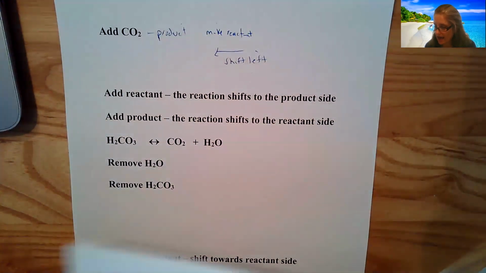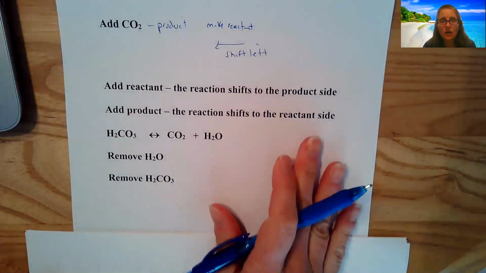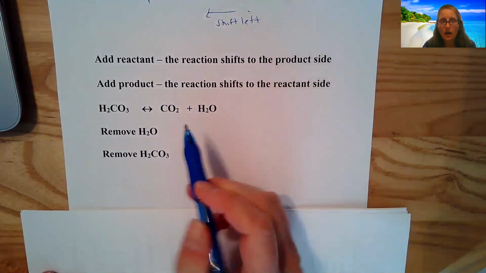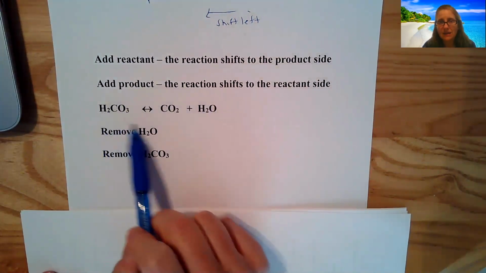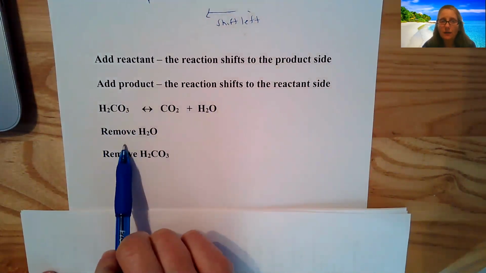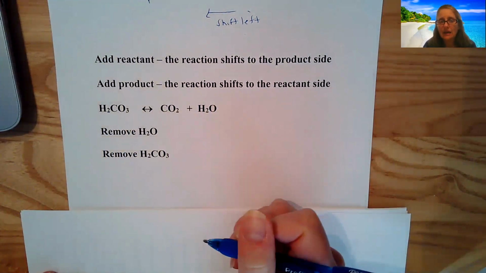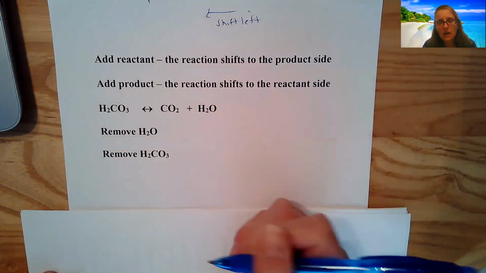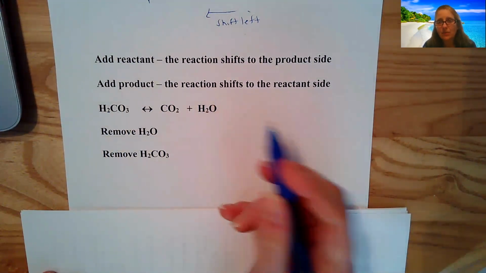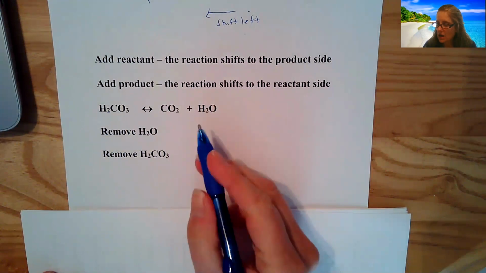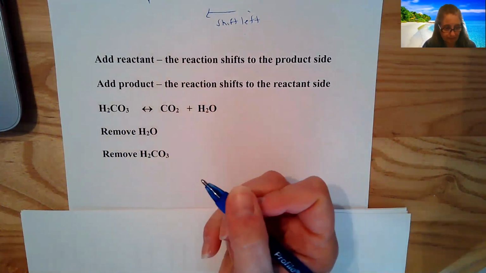But besides adding things, I could also remove things from an equilibrium. So again, back to this equilibrium. What if I removed H2O? So this could be mechanically, meaning I could dry it. I could take that sample out by extracting it. So whatever that happens to be.